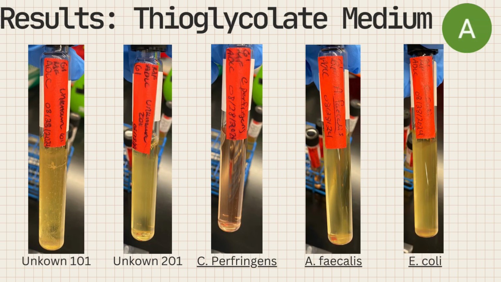The thioglycolate medium is used for the cultivation and separation of anaerobes, aerobes, and microaerophiles. The results from this experiment can be interpreted by analyzing turbidity that may display varying growth patterns depending on the organism. The results display the possibility of facultative anaerobes in unknown sample 101. Additionally, the unknown sample 201, C. perfringens, A. faecalis, and E. coli might indicate the presence of microaerophiles that can thrive in lower levels of dioxygen.